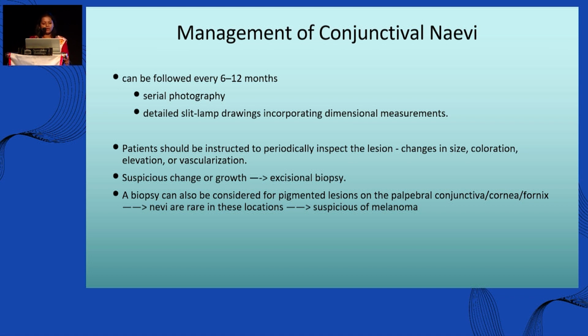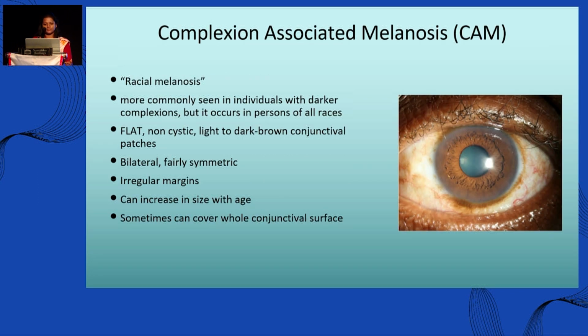And a biopsy can also be considered for pigmented lesions on the palpebral conjunctiva, on the cornea, fornix, because benign nevi are rare in these locations, especially if it occurs in a white person, elderly white person. So then if a lesion occurs at these sites, it's suspicious of melanoma, so a biopsy may be advisable.